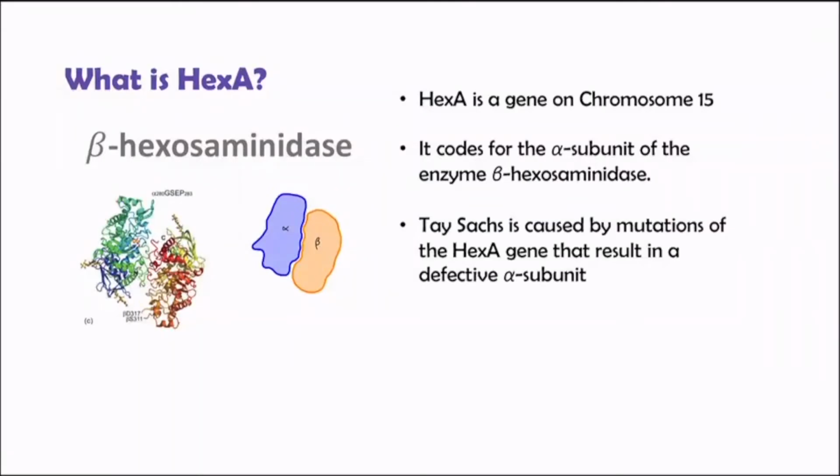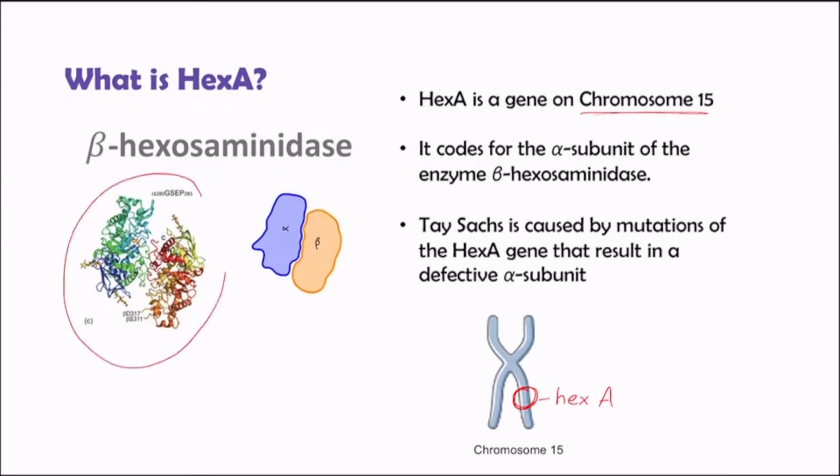What is HexA? HexA is a gene on chromosome 15. So a gene is a little section of the chromosome, such as this section that I have circled. This HexA gene will code for the alpha subunit of the enzyme beta-hexosaminidase. That's this here. So this structure that I'm showing is a visual illustration of what the protein looks like when the chain of amino acids folds into the protein. But for simplicity, we'll be looking at this model.